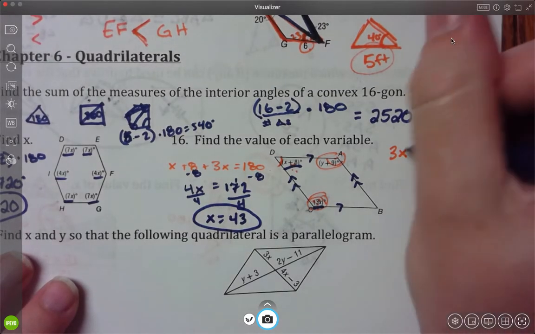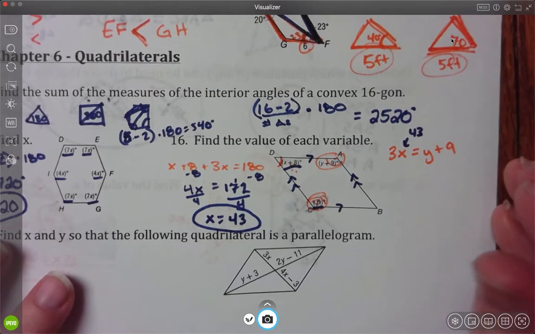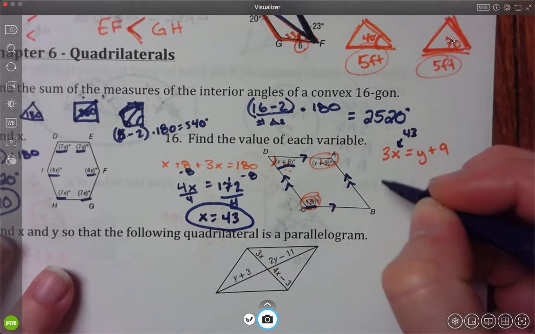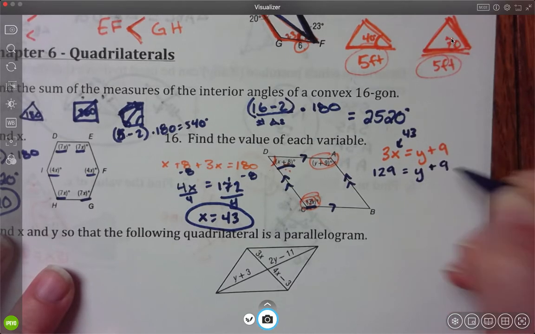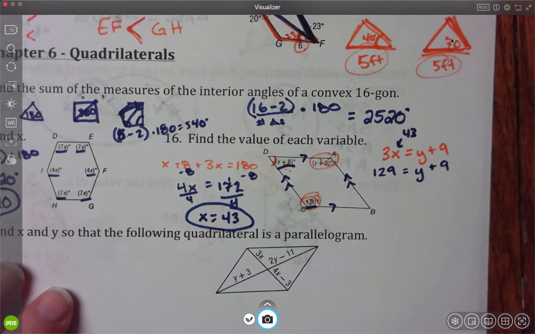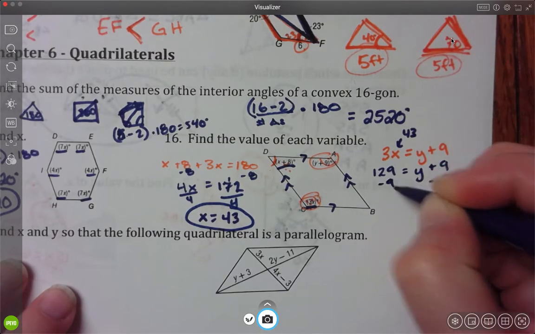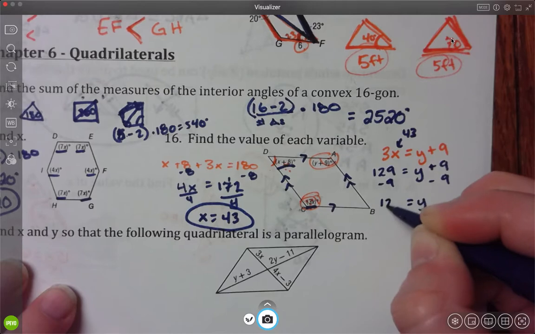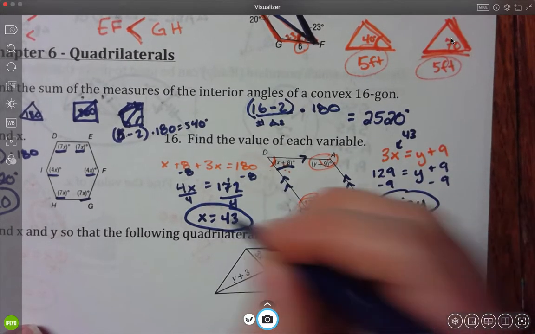Okay, now, since I have this written out, I can just plug 43 in here, okay? 43 times 3 is 129. You can check me if you don't think that I'm right, but I think that I am. 129, yes. Let's subtract 9. So then y will be 120 degrees. There he is. Okay, and x will be 43.